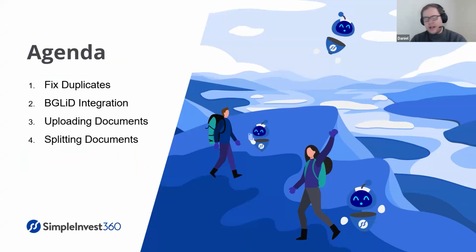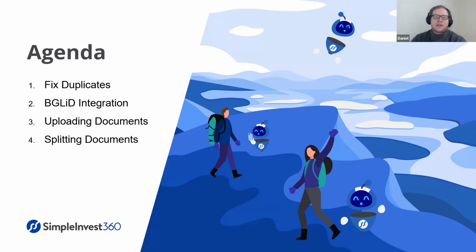The agenda for today, as you can see, we do have four main topics to go through. Firstly is going to be about fixing duplicates. It's one of the functions that has been very widely needed in Simple Invest 360. It allows us to collate our contacts into a singular contact, cleaning up your contact screen and maintaining the information that is held with those contacts. And we'll go through that process.